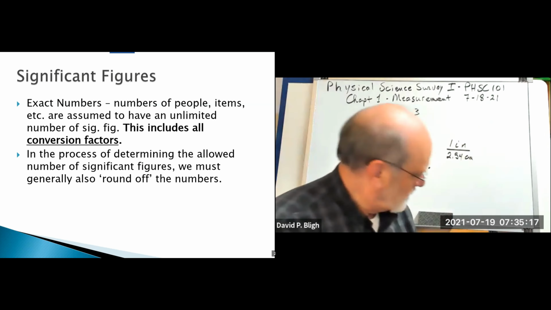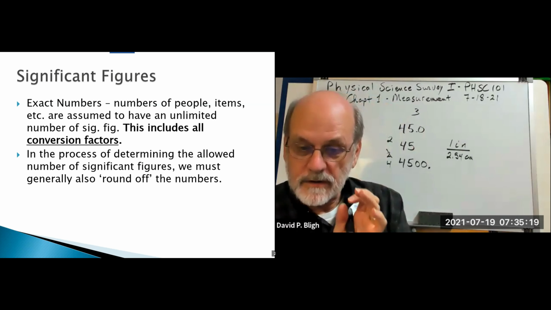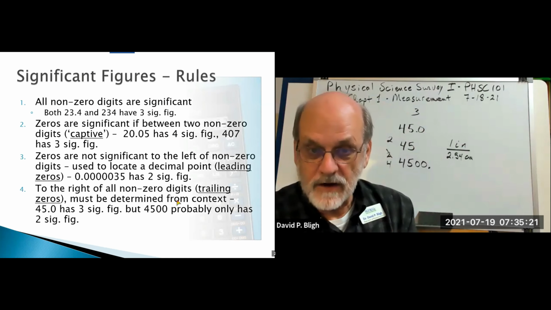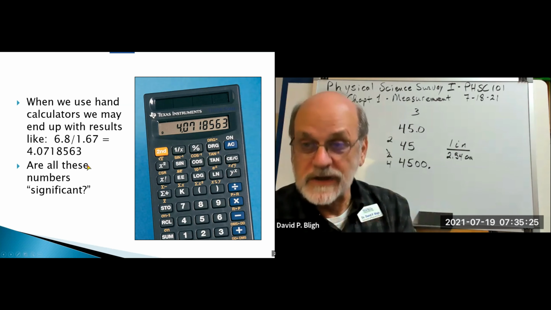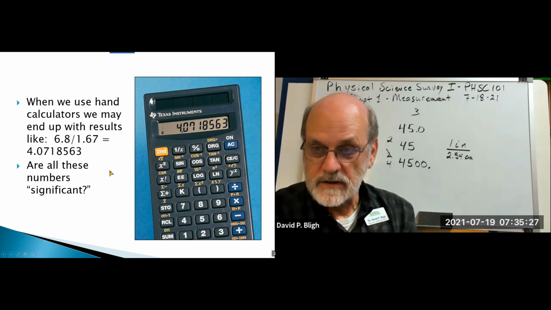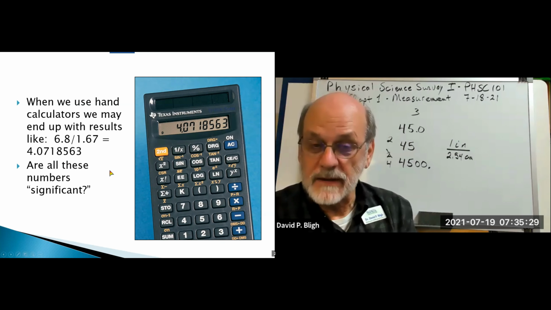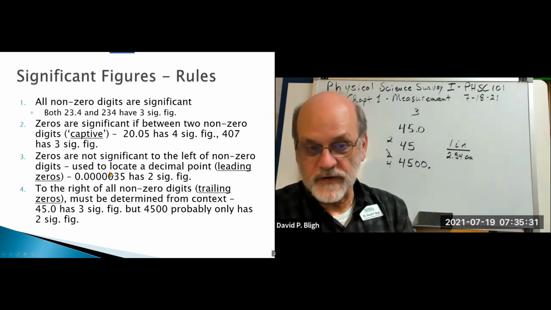Now, if we get a number from our calculator that's big, like that earlier one, like this one, how do you limit the number of significant figures? Well, you need to round the number, right? So we need rules for that too.